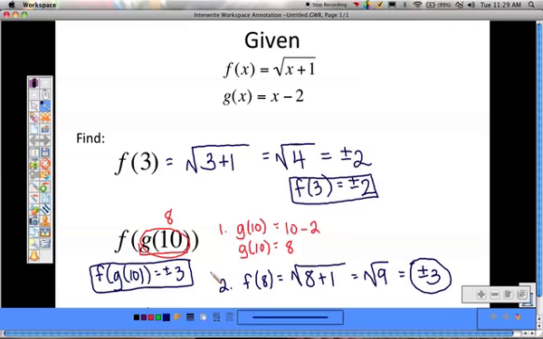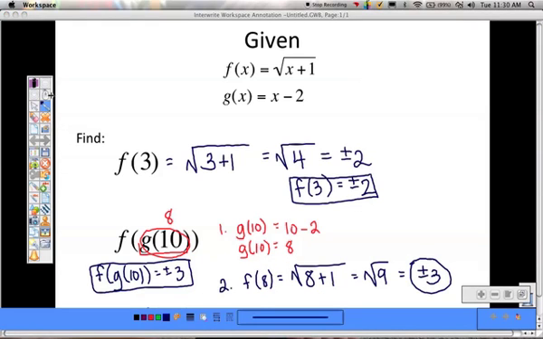Basically it's just doing 2 problems. You have to do the first one first to get that answer. You got 8, then you plug it in for the second one and get that answer. So that's the composition of functions.